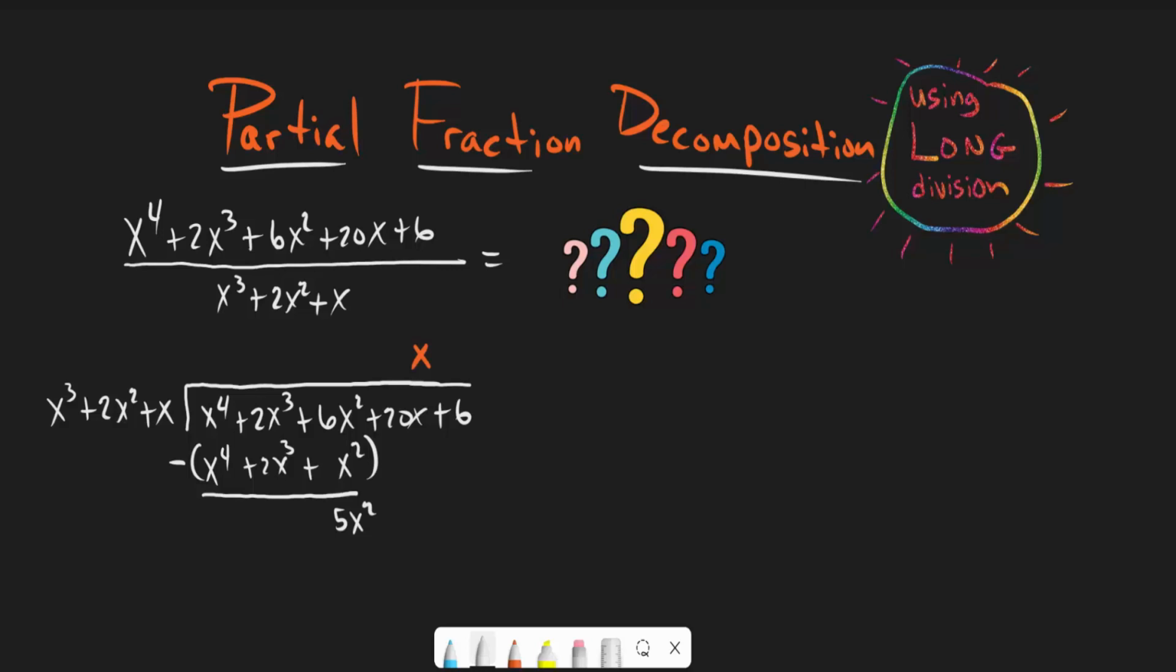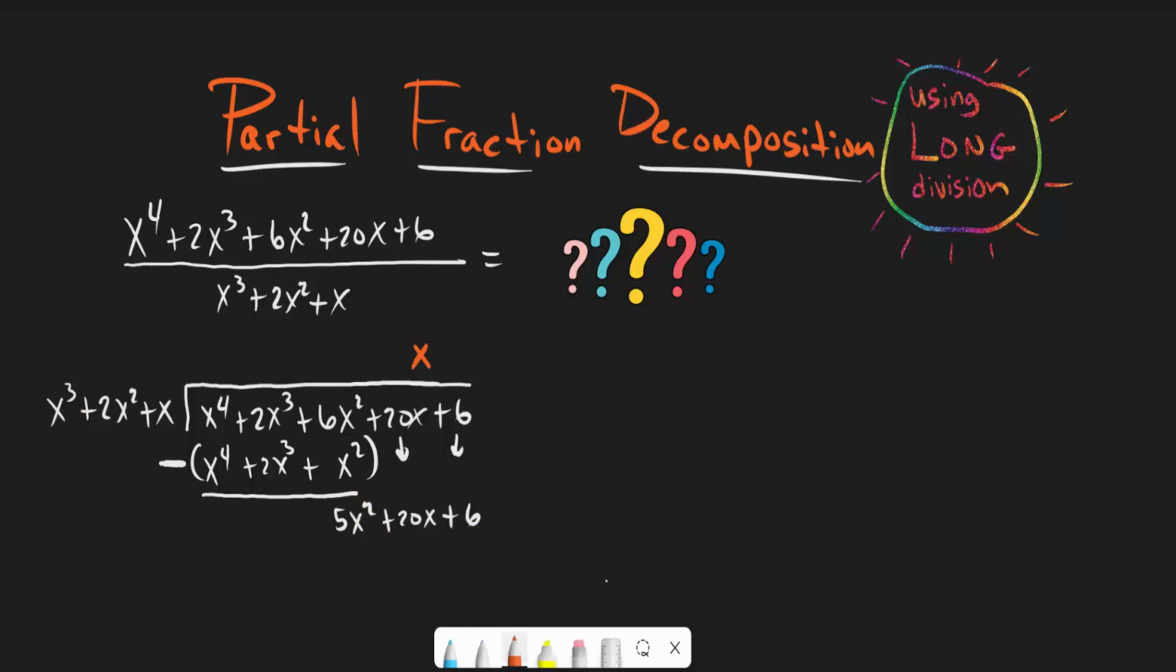Okay, so the x to the fourth, those were 0. These were also 0. And then the 6 minus, remember we are subtracting, the x squared gave us a 5x squared. Awesome. Now we bring down the next two terms. We check the degree of the divisor, which is a cubic. And over here we have an x squared, so that means we're done. We can stop now.